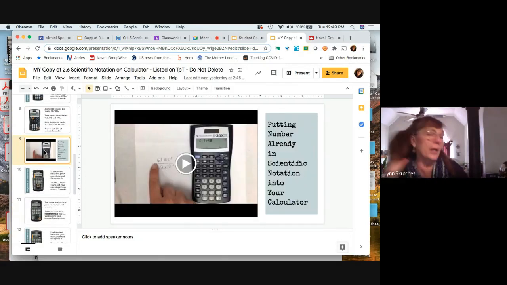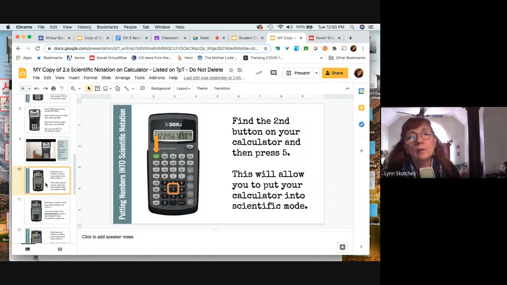This is the video on how to input numbers. And there's a specific way that you do that on these calculators. And so you need to pay attention to how to put numbers that are already in scientific notation into your calculator. Okay? It's really important you know how to do that. This calculator, some of you might have it. You can switch back and forth between regular notation and scientific notation. This is a ridiculous number.